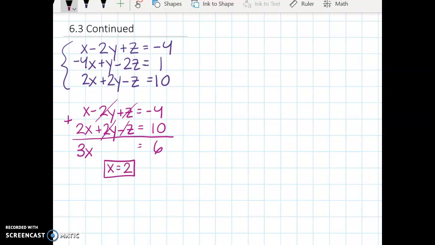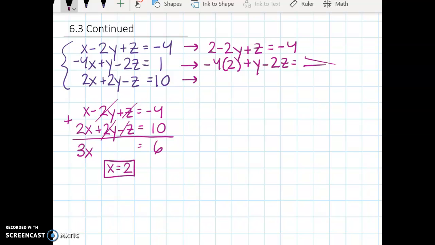Here you actually have a lot of options. If you wanted to, you could plug that x equals 2 into all of the equations. So the first is now 2 minus 2y plus z equals -4. This is now -4 times 2 plus y minus 2z equals 1. And 2 times 2 plus 2y minus z equals 10. Sorry, that was supposed to be a 1. That does not resemble a 1.